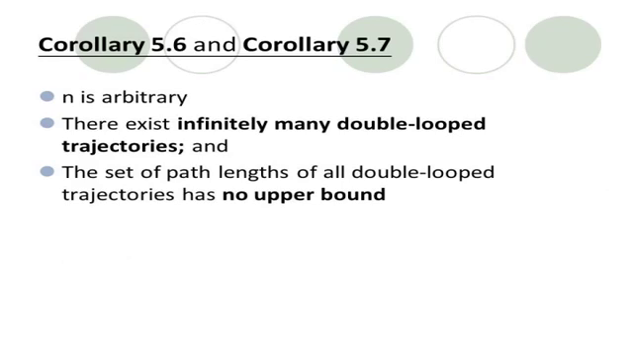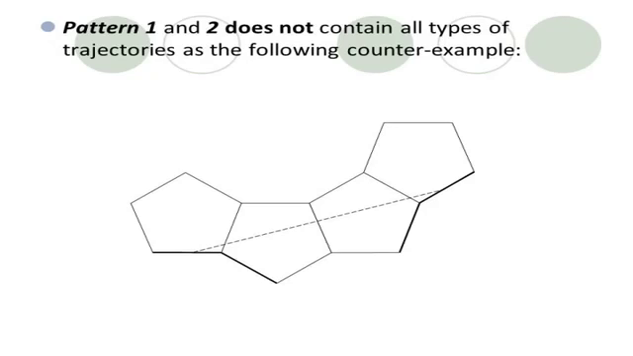Also, similar to single loop trajectories, we prove that there exist infinitely many double loop trajectories and the set of their path lengths has no upper bound. And also, we can find another pattern of plane development which contains double loop trajectories. And here is an example.